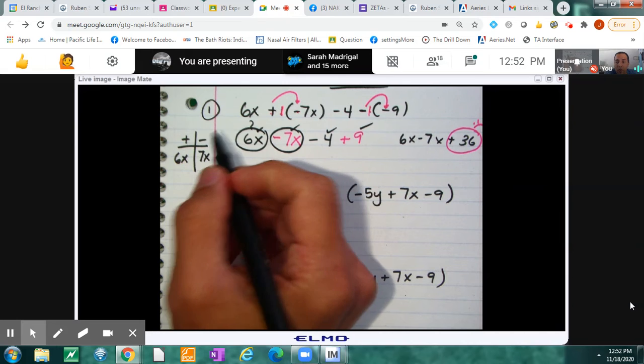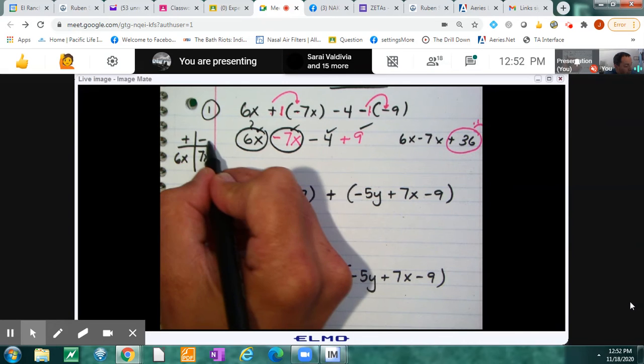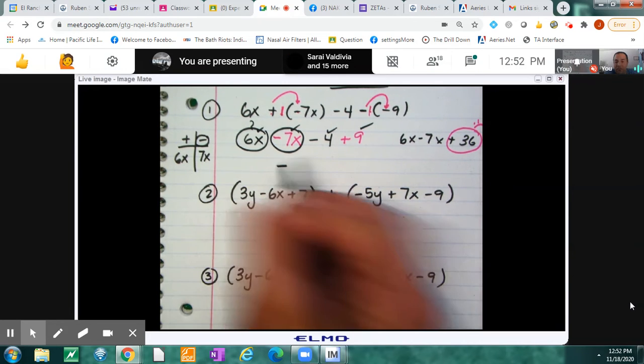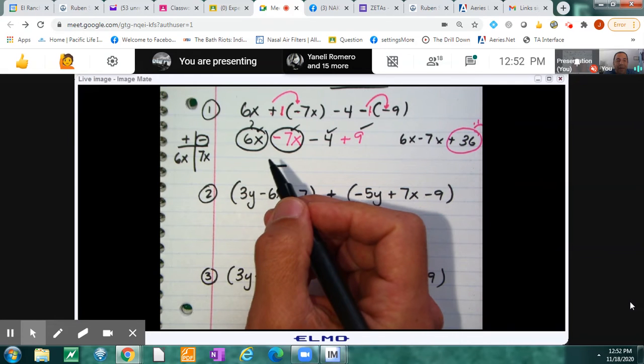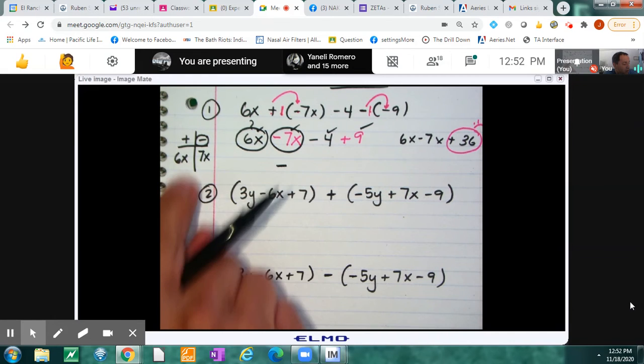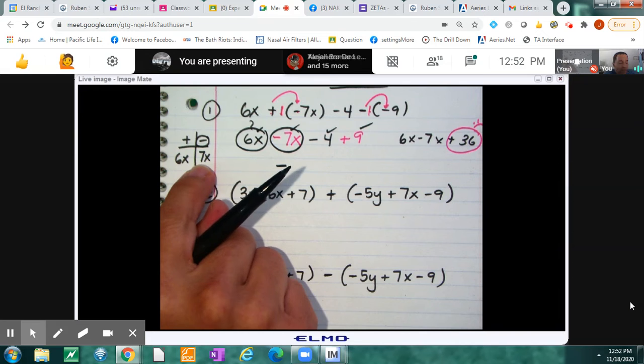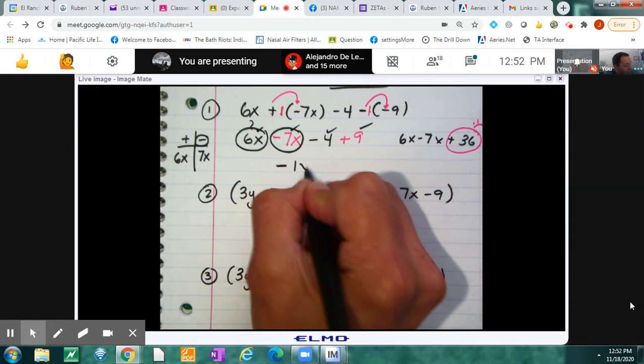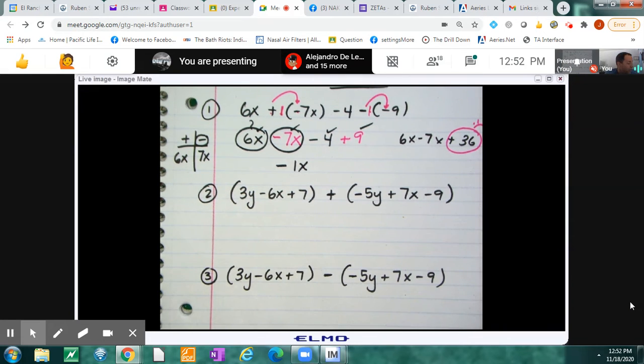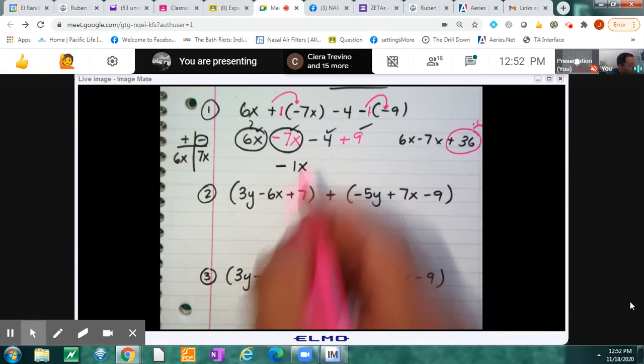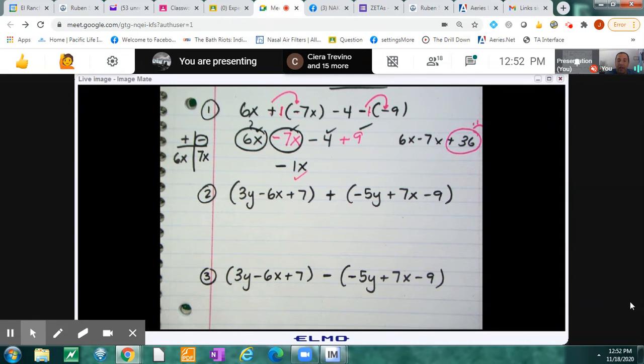Now, who won? Who has more? The negative, because they have 7. So my answer is negative. But by how many did they win? Well, you're going to subtract, right? So then I'm going to have negative 1x. And there's your answer. So if you got that correctly, put a little check. You're like, I got it right.